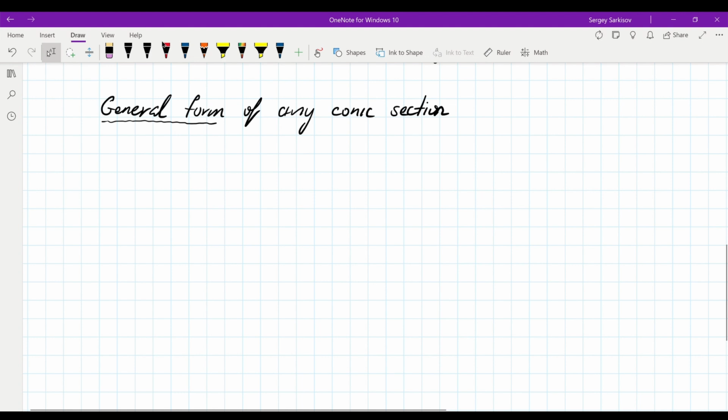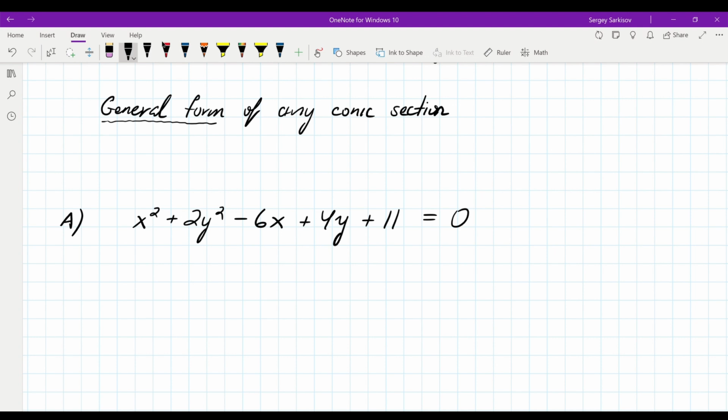So let's just do mathematically, for example, this one, a. Let's try an example: x squared plus 2y squared. So you see ax squared plus by squared. Let's do minus 6x, negative 6x, and maybe some kind of y, like a 4y, and plus a constant 11 equals 0. Let's see, what in the world is this conic section? It looks like an ellipse to me.